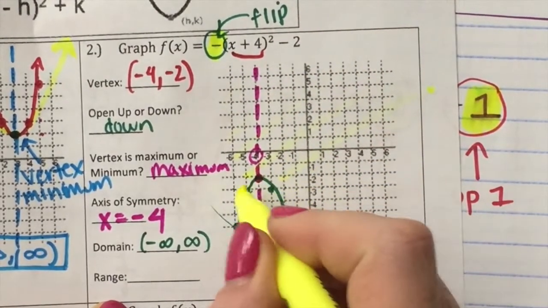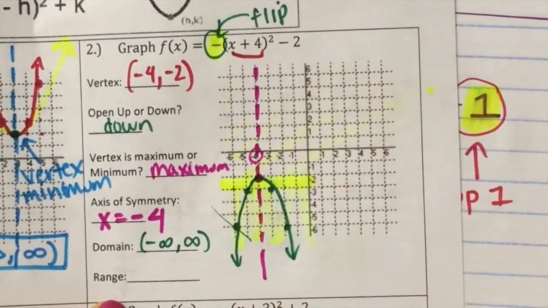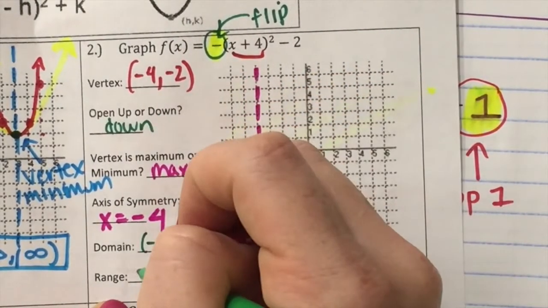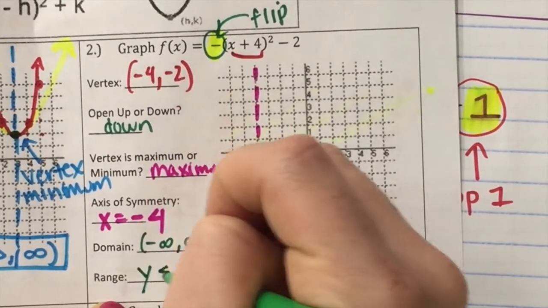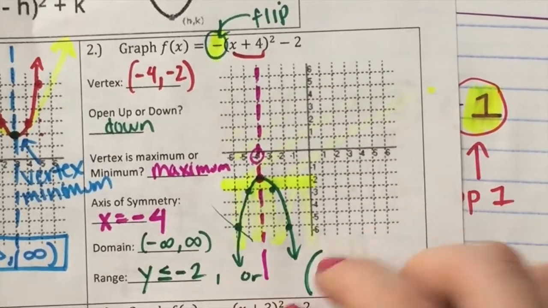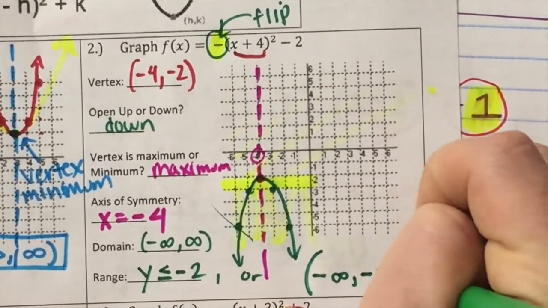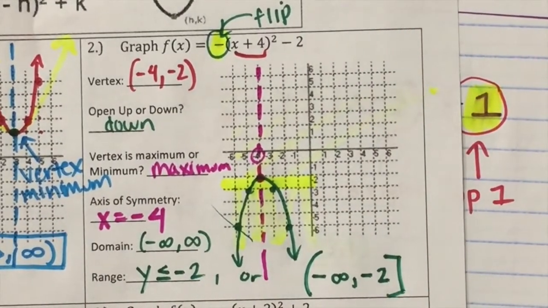For the range, okay, y can't equal anything up here. The only things y can be are -2 or less. So I can write this a couple of ways. I can say y is less than or equal to -2, or I could say that the lowest thing y is allowed to be is negative infinity, and the biggest thing it's allowed to be is negative 2.